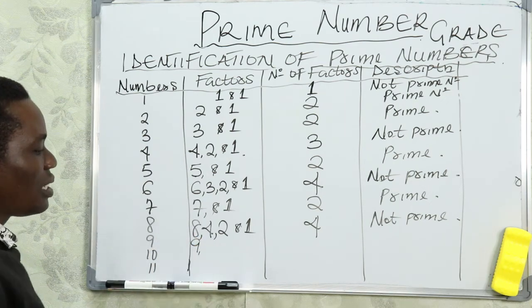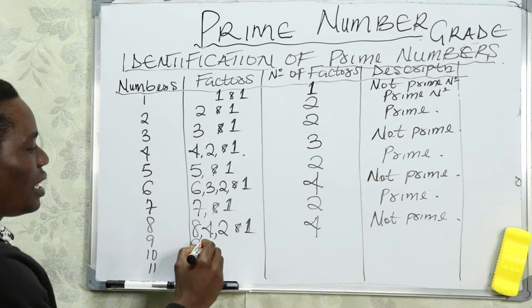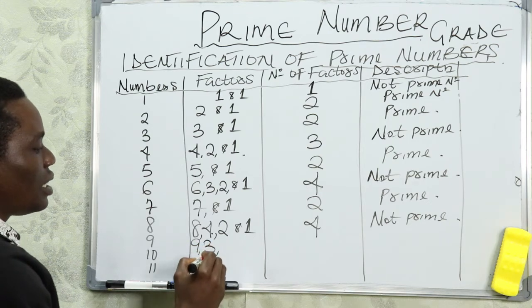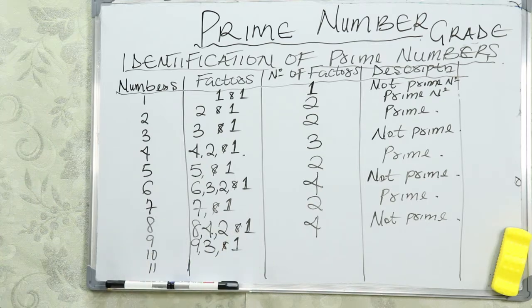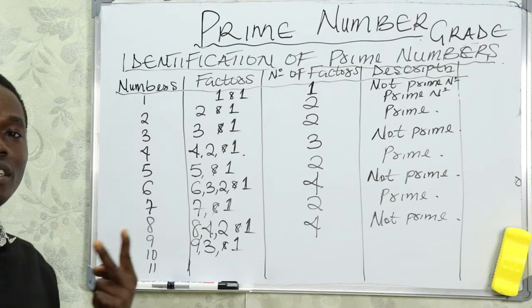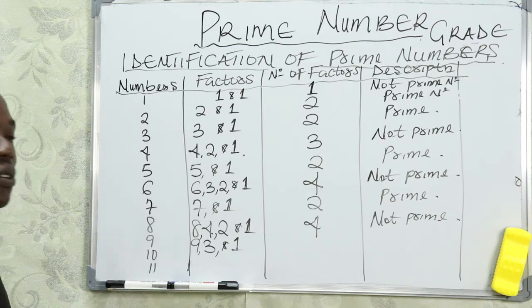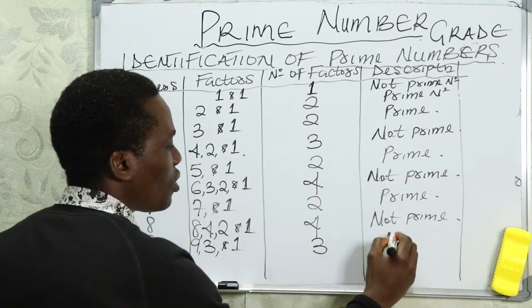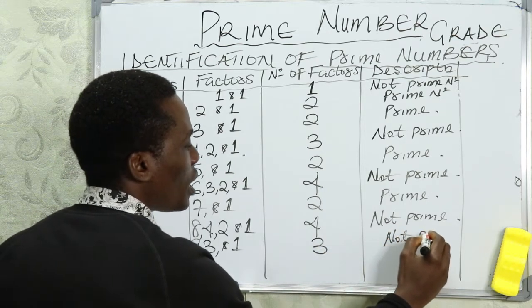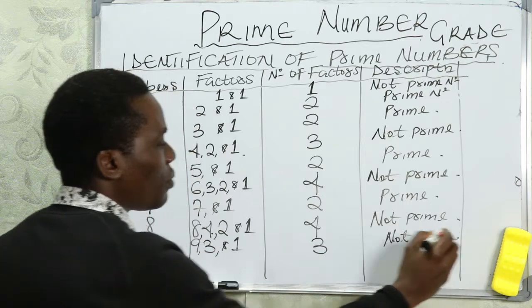Now let's consider 9. 9 is a number that can be divided by 9. It can be divided by 3. And also by 1. 9 divided by 9 is 1. 9 divided by 3 is 3. 9 divided by 1 is 9. So we have 3 factors. So it is not a prime number.